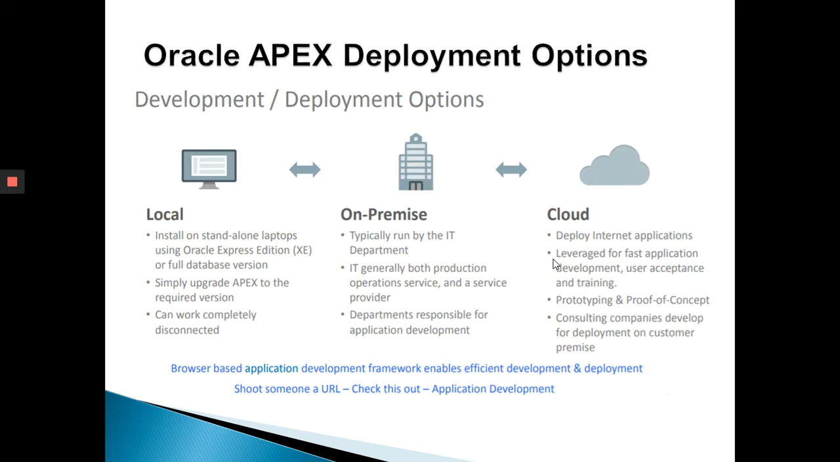Now, Oracle Apex deployment options: how you can deploy your application on the web after building it. Basically, there are three options on which you can deploy your application. One is local, another is on premises, and third is cloud. Local is like on your single machine, on your single desktop or laptop, you have installed your Oracle database, and from the same machine you are running your Oracle Apex application. So that setup is called local setup.